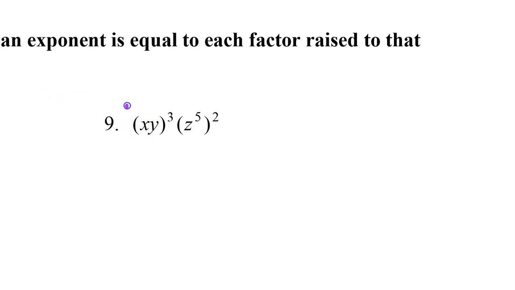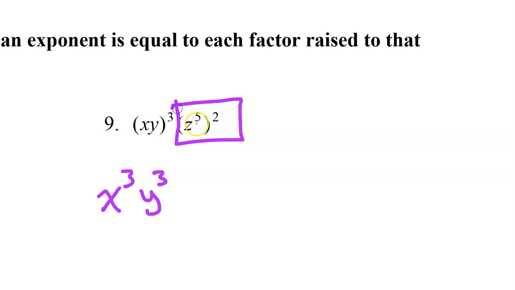Number 9 is really a combination of rules. Let's take it one part at a time. We have to raise x to the 3rd power, so that is x to the 3rd. Y to the 3rd power, so we have y cubed. Now let's move on to the second part. When we raise a power to a power, you multiply. So we will have z to the 10th power.